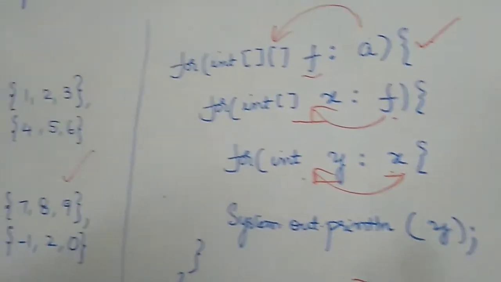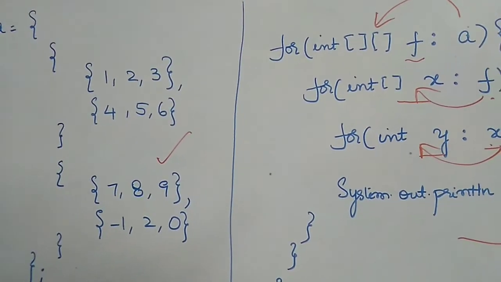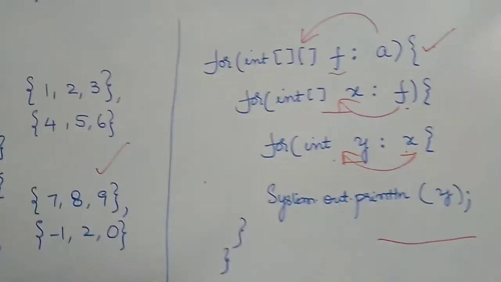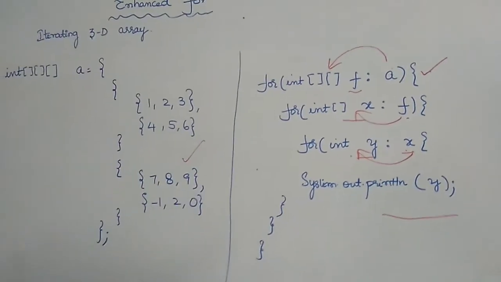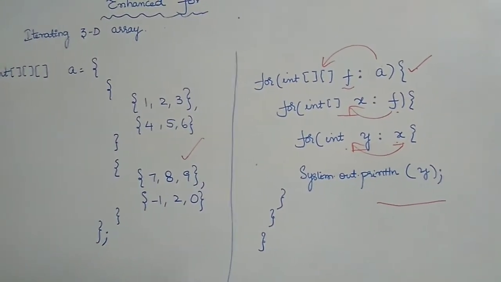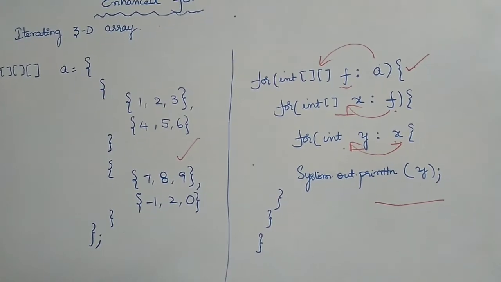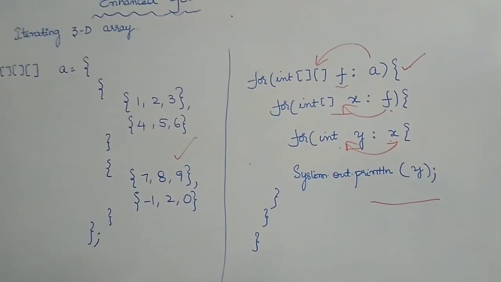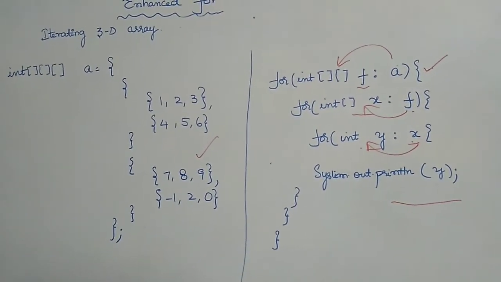So I'll get 1, 2, 3, 4, 5, 6, 7, 8, 9, minus 1, 2 and 0 on the output screen. So this is how you access a 3-dimensional array using a for each. If you compare it with the traditional for, you can make out that this is quite easy to write.